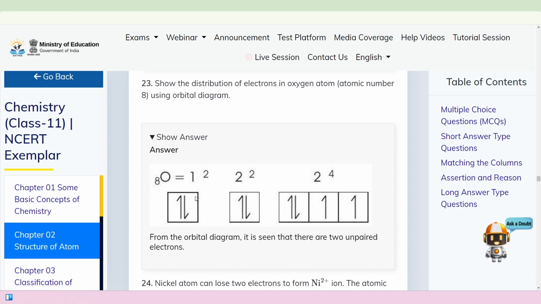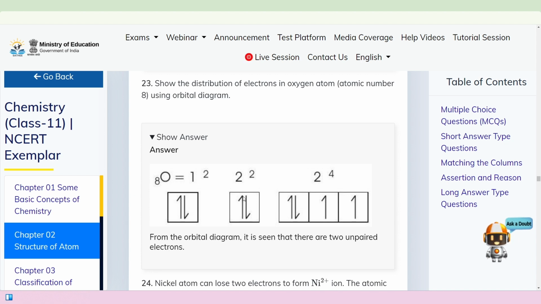So we have to fill it. There are 8 electrons. This is 1s, this is 2s and 2p. If you calculate the n plus l value, the n plus l value for 1s is how much? 1. For 2s it is 2. For 2p it is 3. So this is the correct order: 1s, 2s, 2p. So we will fill it accordingly.